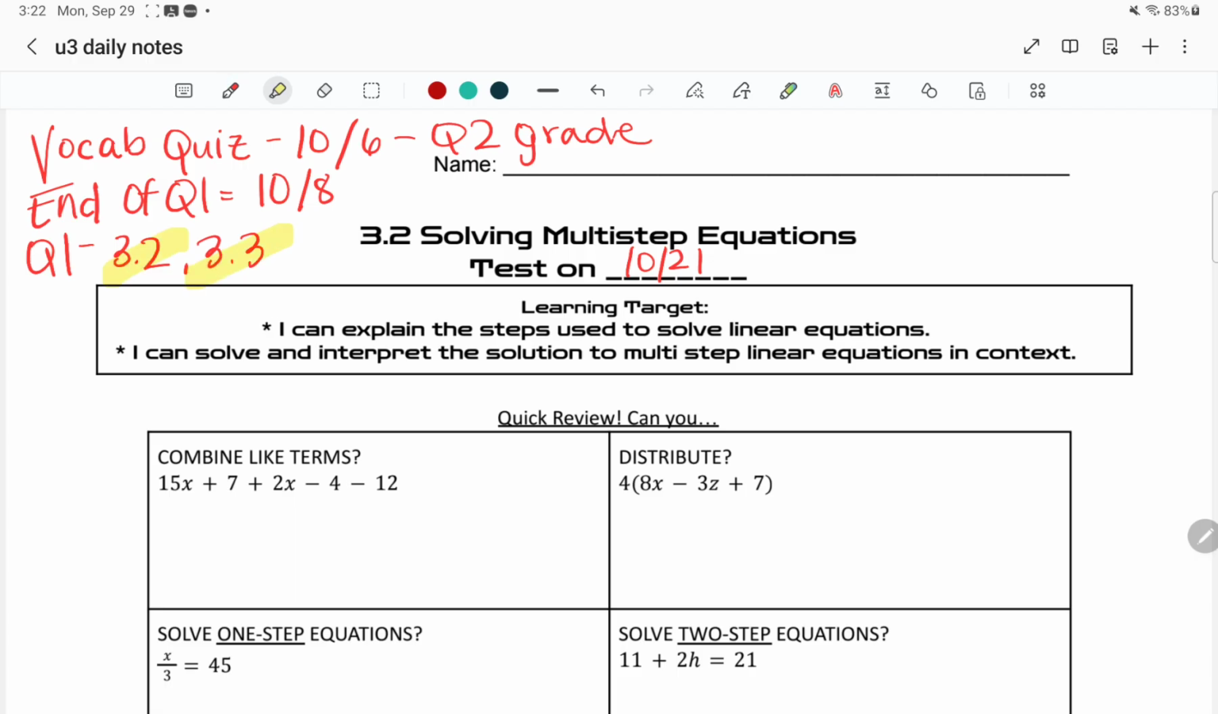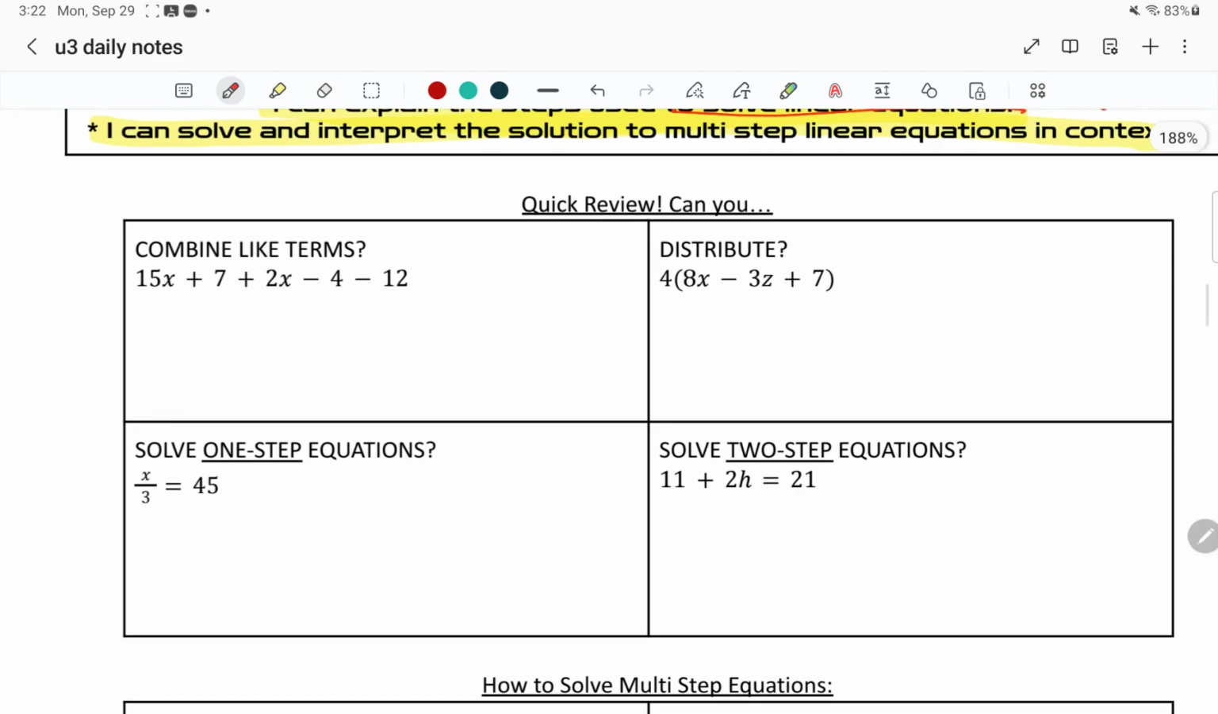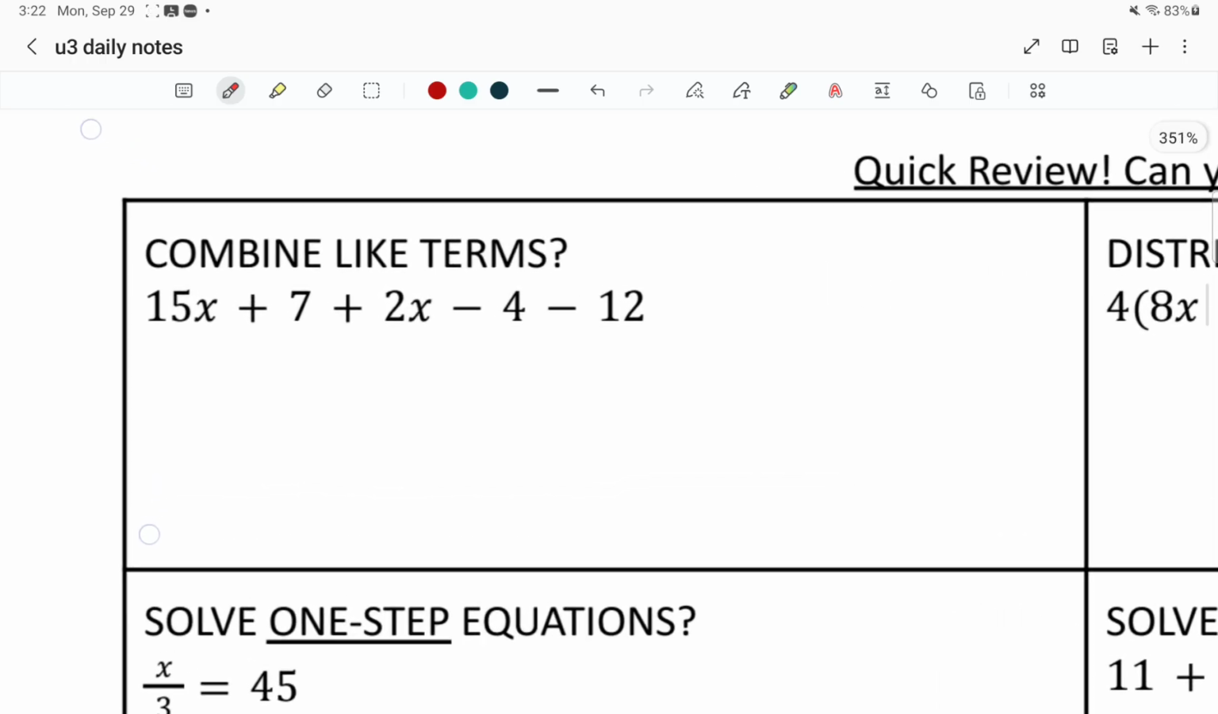So let's take our highlighters and highlight the learning target and get started with 3.2. I can explain the steps used to solve linear equations, and I can solve and interpret the solution to equations in context. Context means word problems. So if you flip your page over, that's a word problem. And then explain the steps to solve linear equations, we can do that. So let's make sure we have the basics down.